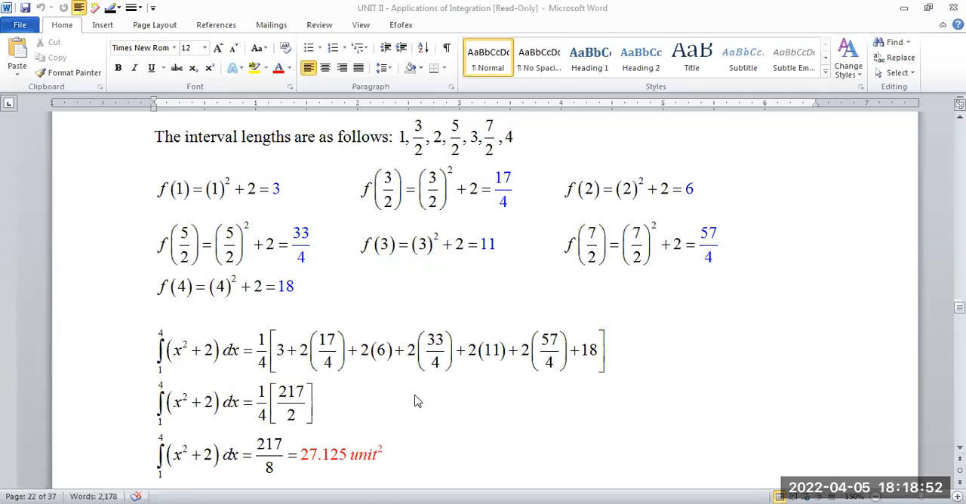All right. Yeah, so I'm going to get 27.125. For those of you who didn't get it, I want you to look at it. I'm getting 33.4 for my.